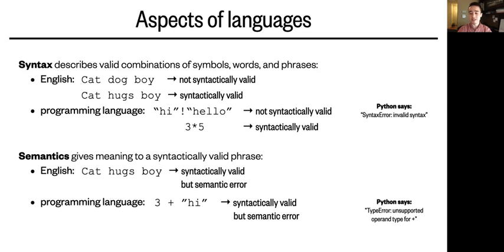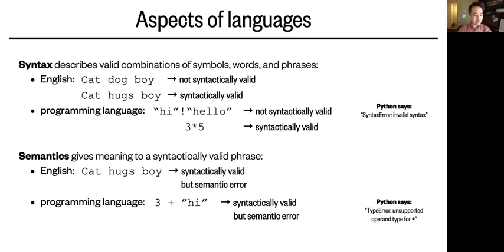So for instance, in English, "cat, dog, boy" isn't a syntactically valid phrase because it's three nouns strung together. But "cat hugs boy" is because it's a noun, a verb, and a noun. So in Python, for comparison here, "hi!hello" isn't syntactically valid because the exclamation point doesn't serve a function that Python recognizes. Now, if you run that code, Python will give you a syntax error. On the other hand, 3 times 5, as you might expect, is a basic calculation and it is recognized.